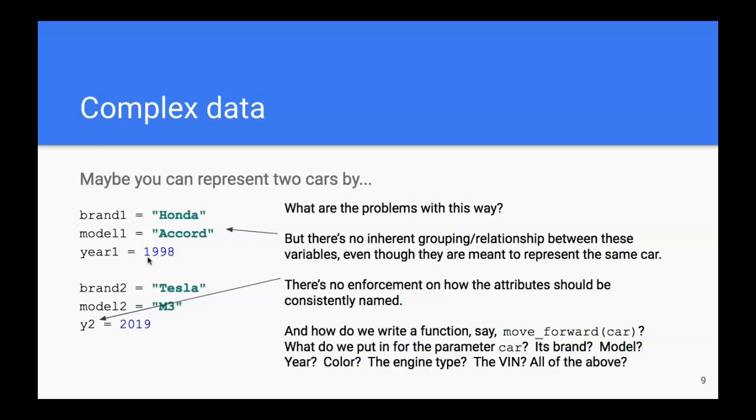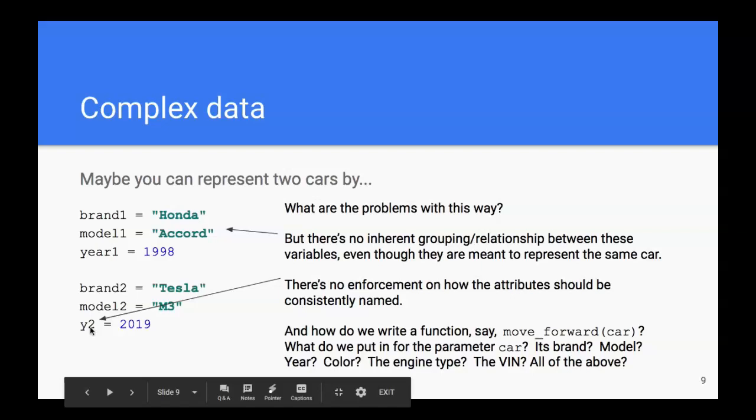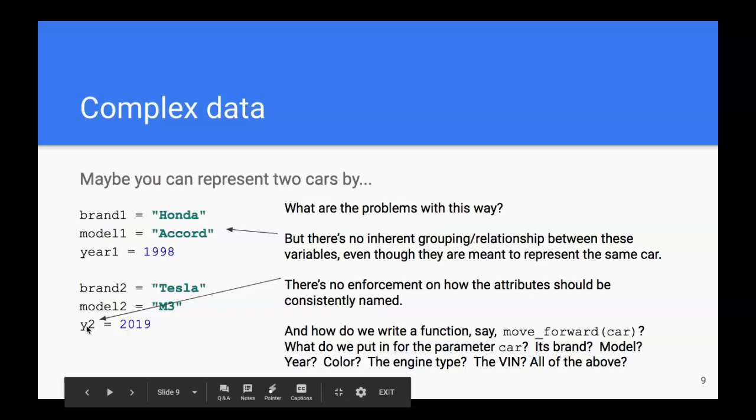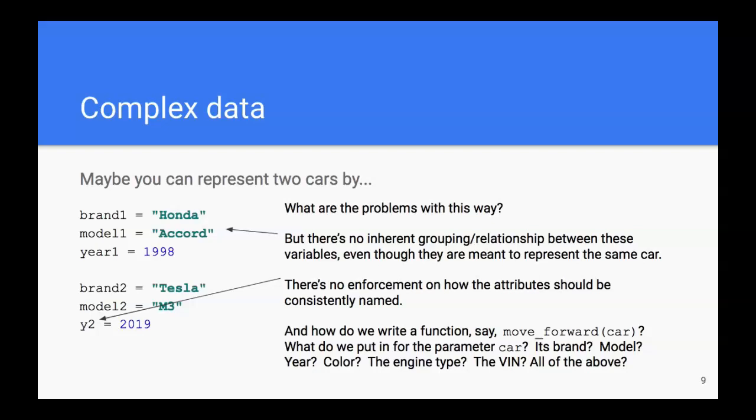Another problem is, some of you probably notice, for the Honda Accord, to represent its year, I call it year one, right? However, for the Tesla, I call it Y. Well, that's perfectly legitimate, but it's very inconsistent, right? And after having a few cars, you're probably going to go all over the place and name different variables that are really meant to represent the same attribute differently. So that's not good either.